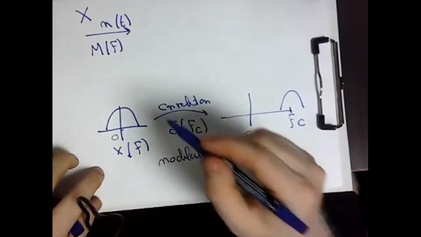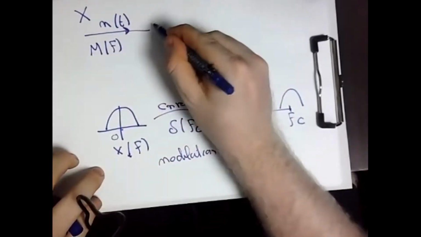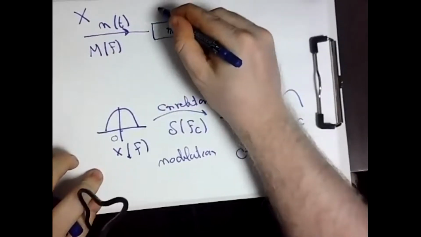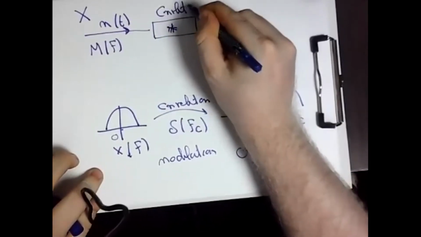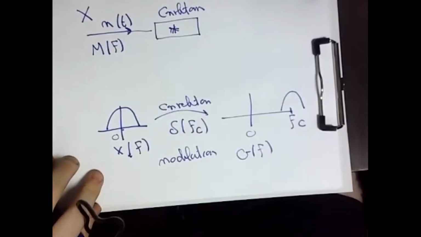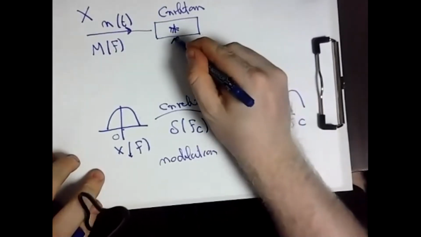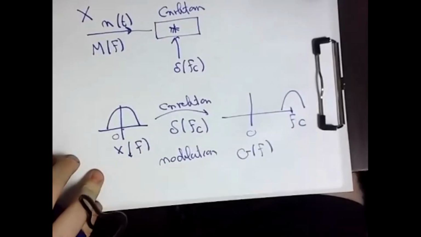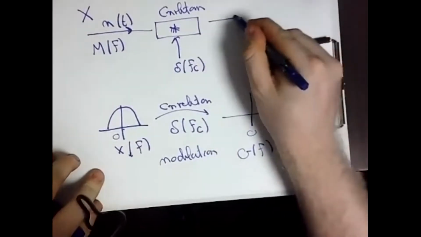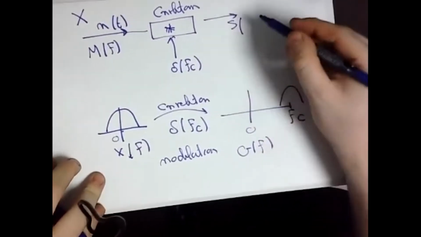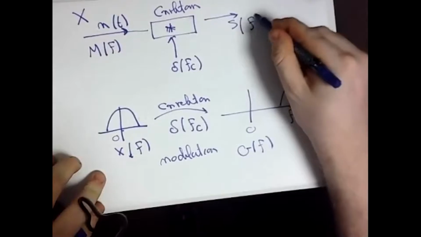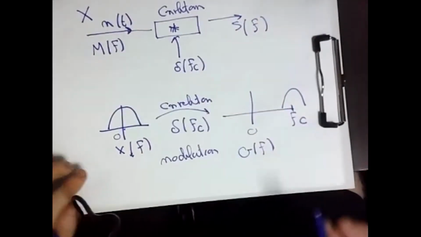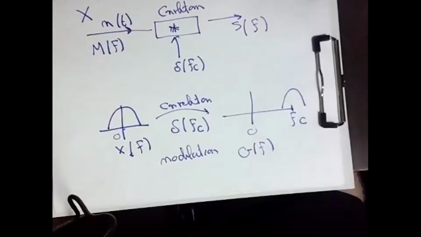Okay, you're right. Then what you have done as an operation is what's called the convolution. And your carrier is a delta function at fc. And then this is the output, which is s of f, or the modulated signal. This is simply the block, but this is in the frequency domain.